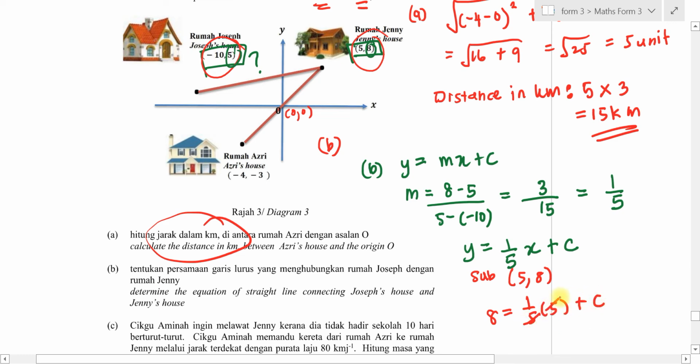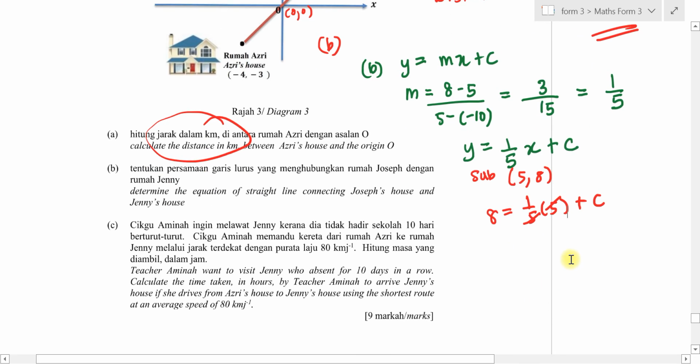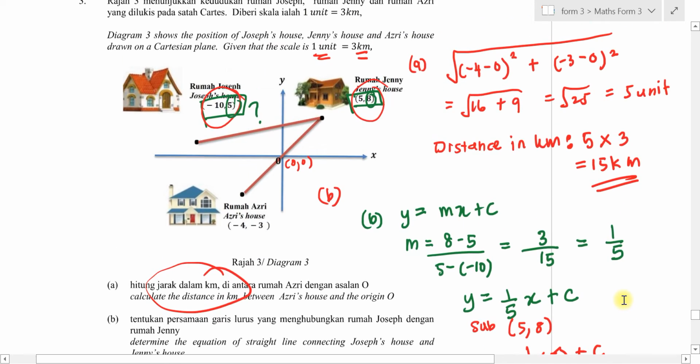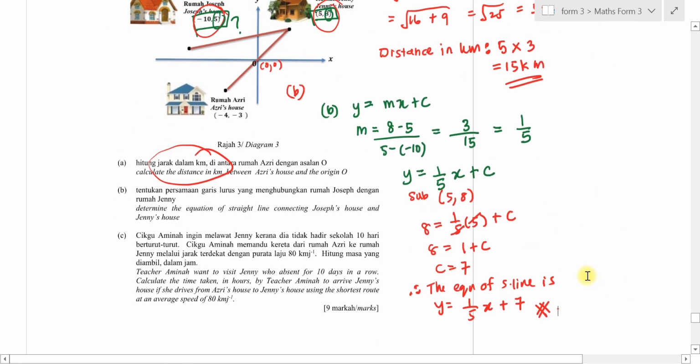Okay, so 5 and 5 you can cut. So 8 equal to, 5 and 5 cut, only 1 remains, 1 plus c. So 1 plus what, you get 8. So c equal to 7. Therefore the equation of straight line is y equal to 1 over 5x plus 7. Okay, this is part B.